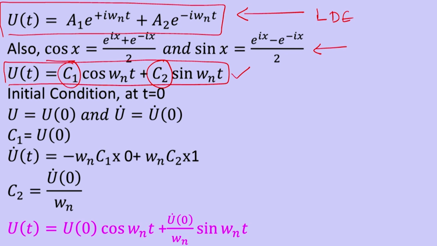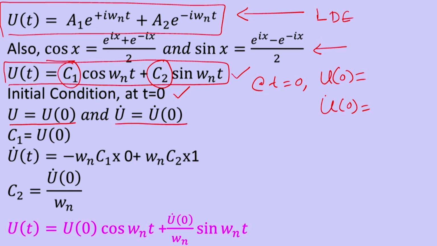So c1 and c2 can be found out by using initial conditions, and we have two initial conditions. At time t is equal to 0, what is the status of displacement? At time t is equal to 0, what is the status of velocity? So u at time t is equal to 0 is the first initial condition, and u dot at time t is equal to 0 is the second initial condition. If we substitute these initial conditions in the equation, we will get c1 and c2.